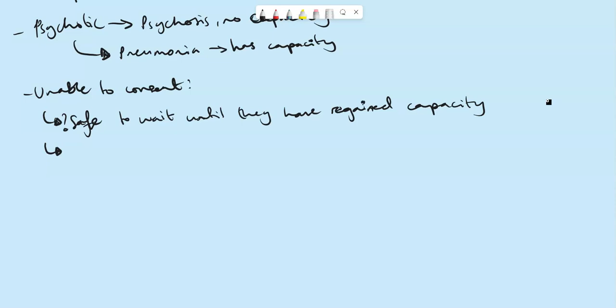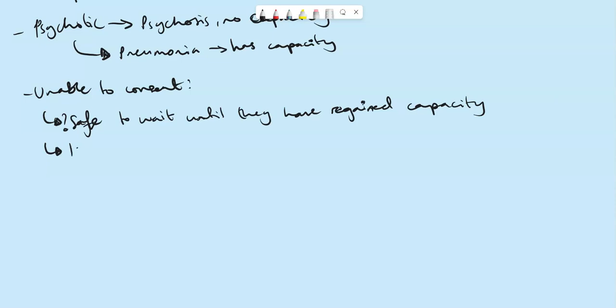So can we just wait until they regain capacity, and then we'll think about options to give more invasive forms of feeding? So if they're not wanting to take food in by mouth, we could give them a tube. So a tube goes through the nose, through the mouth, or through the stomach. You don't need to go into that kind of detail in your interview, but just have that appreciation: can we just wait until they regain capacity at a later time.